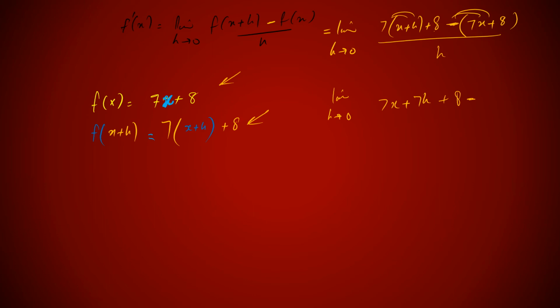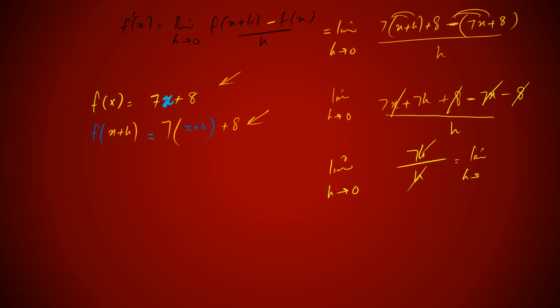Then there is a minus sign. Open the bracket with the negative sign. Now we don't need the negative, we have to open the bracket. So negative 7x, and negative times positive gives you negative 8. Remember, if you are doing everything correctly, your question's terms will be cancelled out and only h terms will be left. So you will get 7h over h. H and h cancel, so you will get the limit as h approaches 0 of 7. So that means your answer is 7.